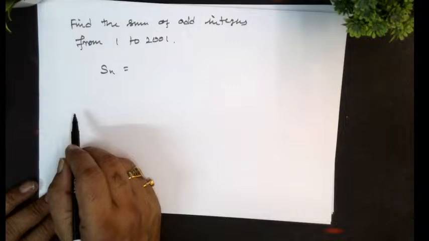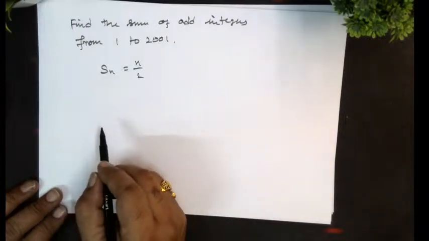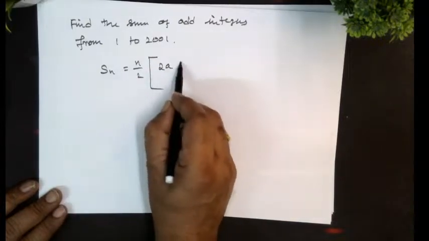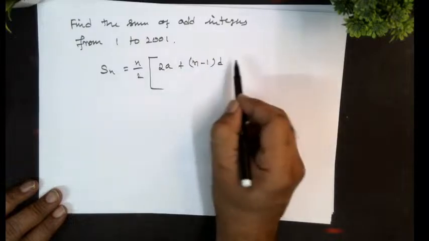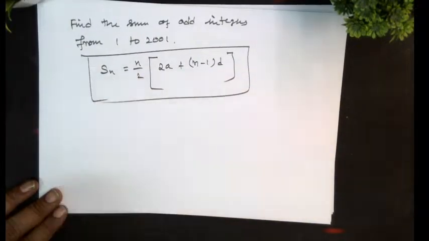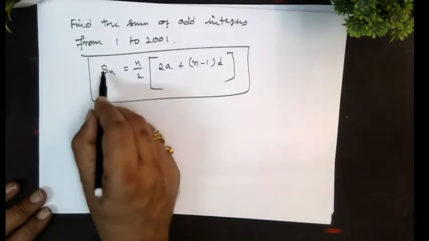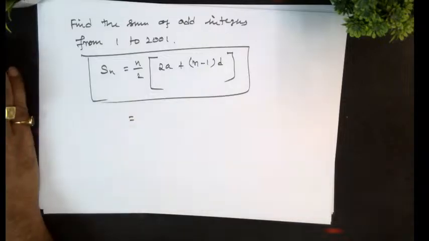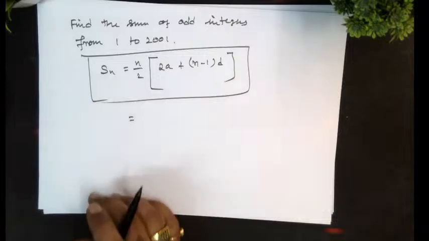For the summation of odd numbers, Sn is equal to n by 2 into 2a plus n minus 1 into d. This is the formula that we already discussed, is it not? So, for Sn, how many terms are there? How many terms? 1 to 2000 means how many?